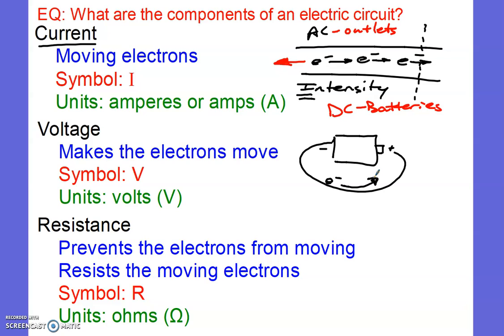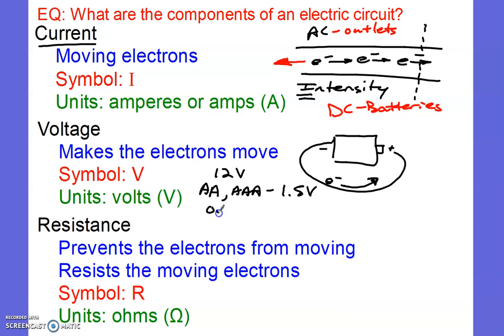The unit for voltage is the volts, and the symbol for voltage is V. Some common or typical voltages: in a car battery, your voltage is going to be 12 volts. In different batteries like a double A or a triple A battery, your voltage is 1.5 volts.